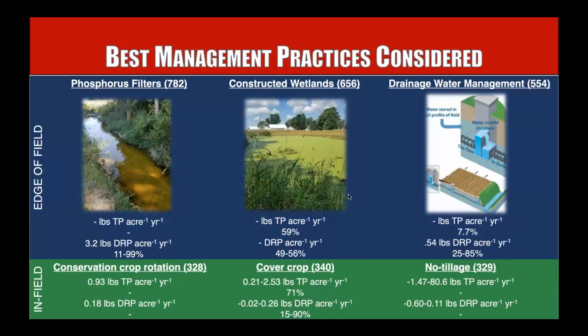Once we did identify some fields, then we had to think about what types of best management practices would make sense on a field. There were three edge of field practices that we thought made sense here. One of those was phosphorus filters. One of those was constructed wetlands, and the third one was drainage water management. And we'll go into more depth about those three in just a second here.